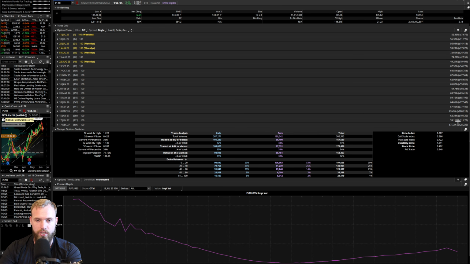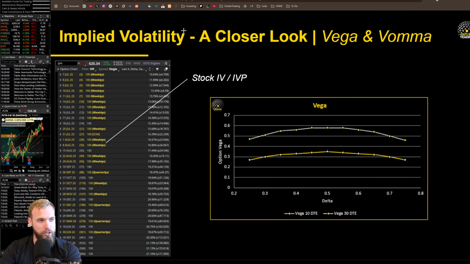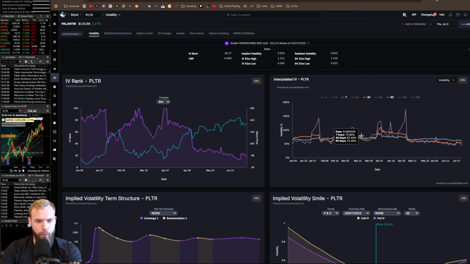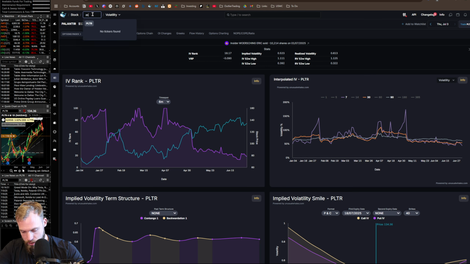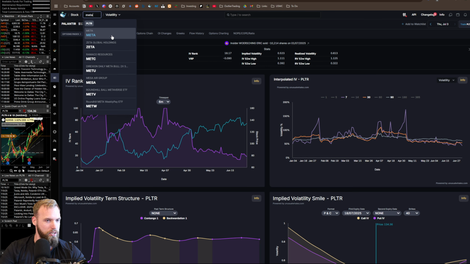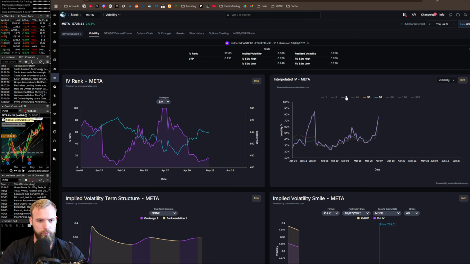Actually, quite the opposite. Even though terms that are further out in time have higher sensitivity to Vega, they tend to experience lower shifts in implied volatility because they're so far out in time. And here's a way to visualize this simply. This is also in Palantir. I want you to take a look. Let's grab Meta, because I think it doesn't have this crazy skew in here.